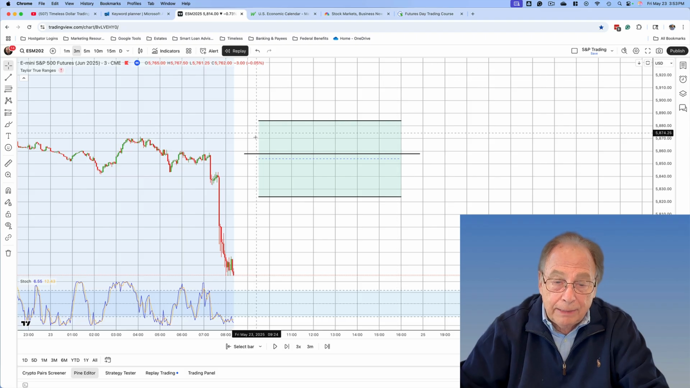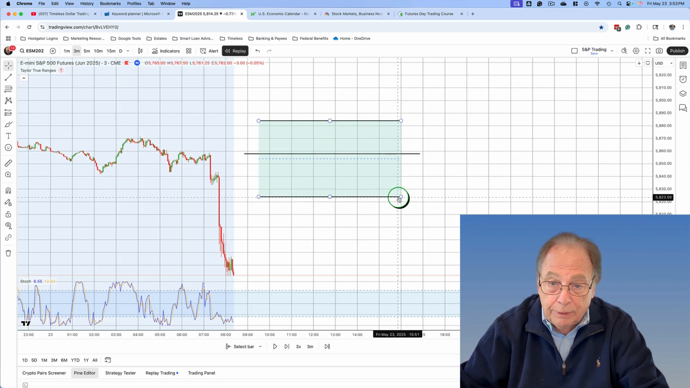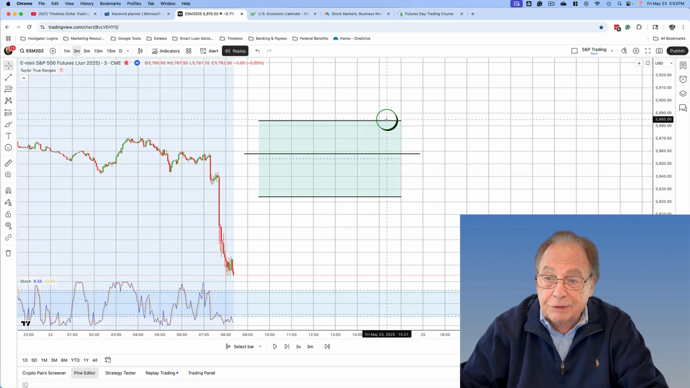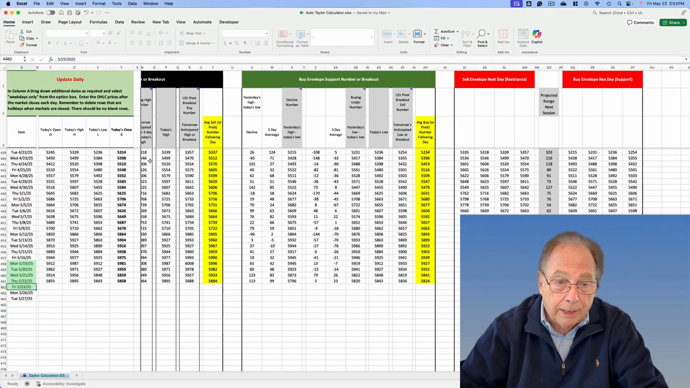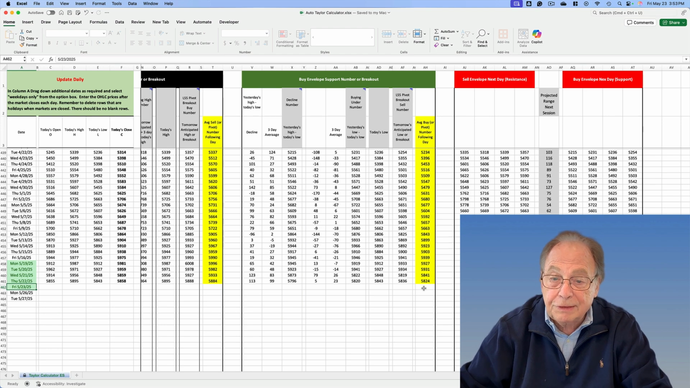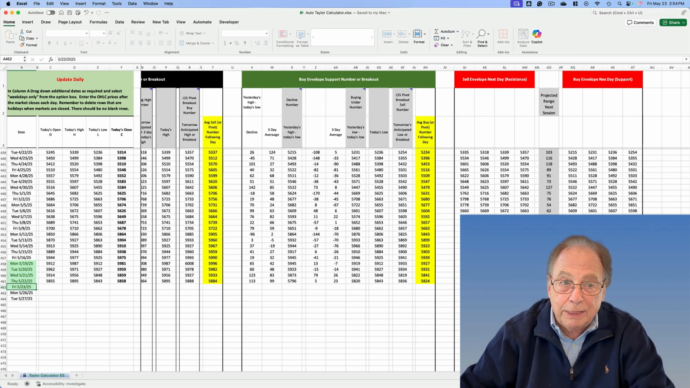This is my chart as I set it up at 8:30 this morning, Friday, May 23rd. I set up my trading zone here, support at 58.23 and resistance up at 58.84. I get that from my Taylor calculator. Here we go: 58.84 resistance, 58.24 support, 60 points between support and resistance. So it's a 60-point trading range for the day.